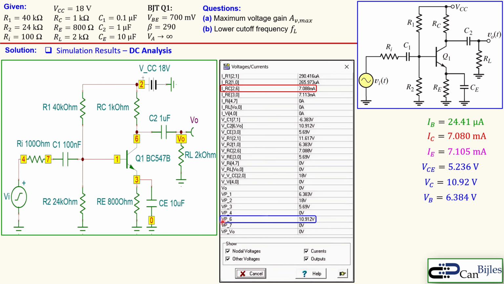We also see here the voltage at this node, which is 10.91 volts, and we have here 10.92 volts, so also very close to what we have. We also see this voltage at node 1, that one is 6.38 volts, and we have 6.38 volts also, so very close to what we actually see here. So these are actually very nice confirmation of our calculations.